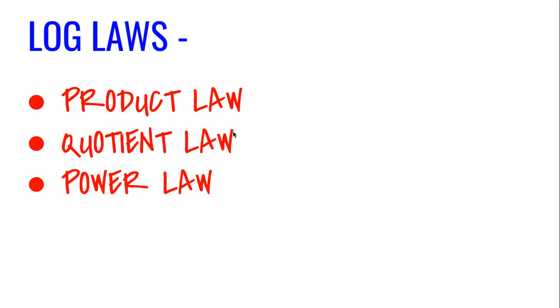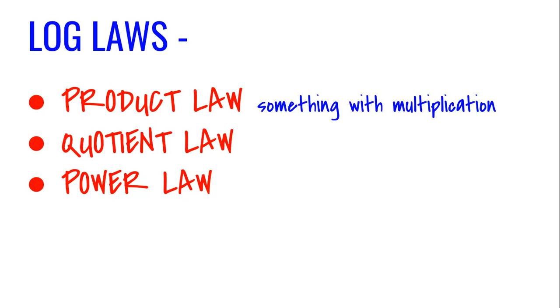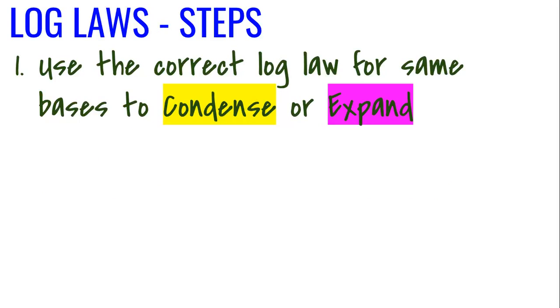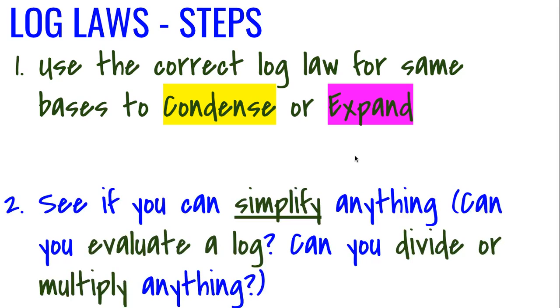Let's anticipate what these laws are going to look like. We know that product is going to have something to do with multiplication, quotient is going to have something to do with division, and power is going to have something to do with exponents. So this is the way that we can recognize them. We're going to condense or expand using the correct log, and it'll tell you which one it wants. And then take it a step further. See if you can simplify anything. Can you evaluate a log? Can you divide or multiply anything?